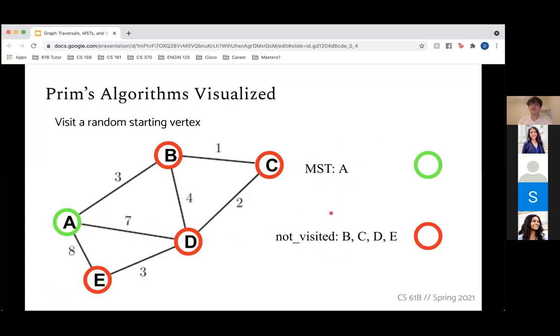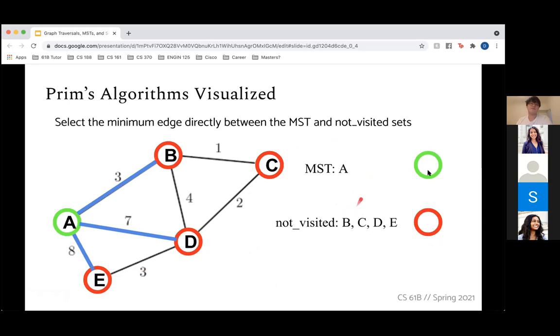So from here, we can see that now we have two non-empty sets. And if you guys remember from the cut property, this means that the minimum crossing edge between these two sets will be contained within our MST. So if we look at the three edges that we have between our MST set and our not visited set, we can see that the edges are 8, 7, and 3. So which edge would be contained in our MST in this case?